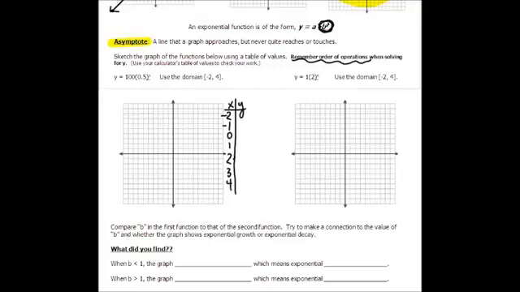If x is -2, y is 400. If x is -1, y is 200. If x is 0, we have 100. If x is 1, we have 50. X is 2, we have 25. Remember your order of operations. So I'm taking 0.5 to the second power, multiplying it by 100. Then if x is 3, it's 12.5, and if x is 4, it's 6.25.